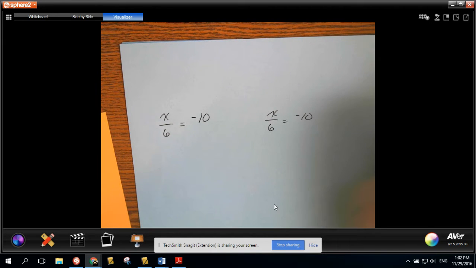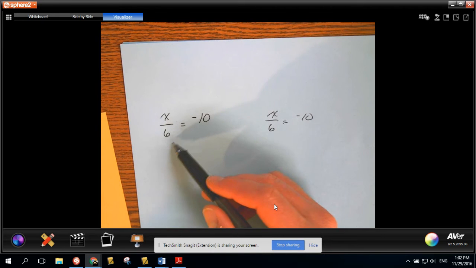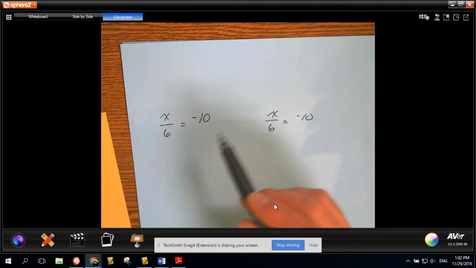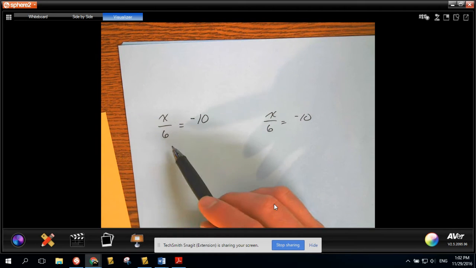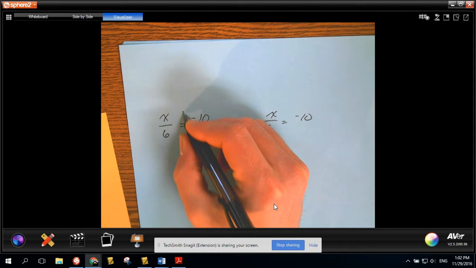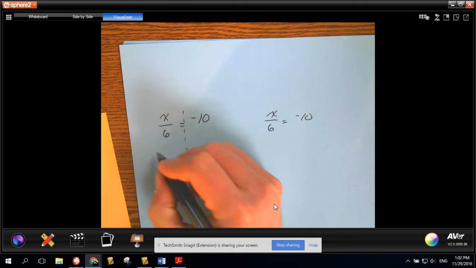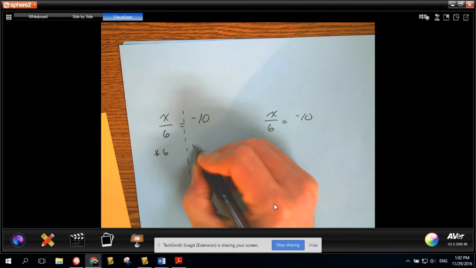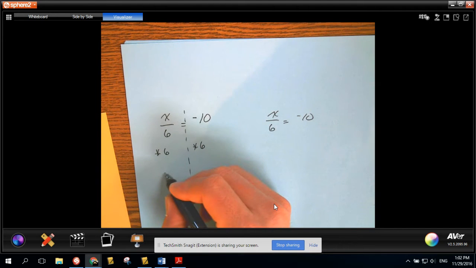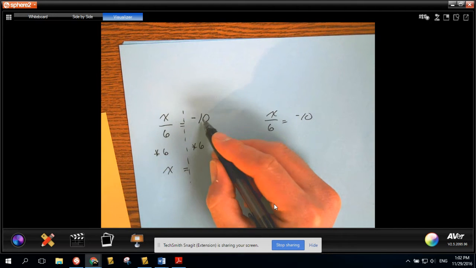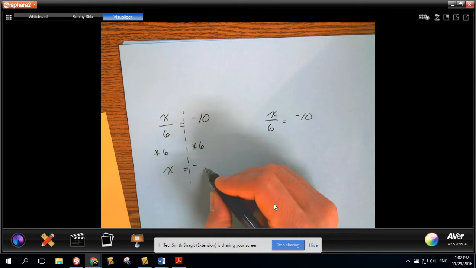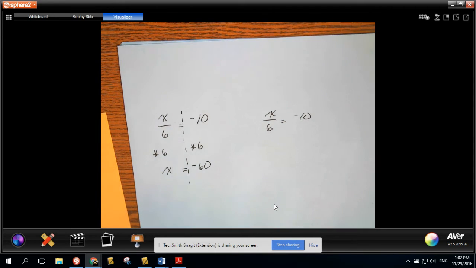So our variable right here is not by itself. So in order to make that happen, we have to do the opposite operation. So the opposite of dividing by 6 is multiplying by 6. Okay, so draw a line here. We do times 6 on both sides. The times 6 and the divide by 6 cancel each other out. It gives me just x. And then a negative 10 times a positive 6 is a negative 60.